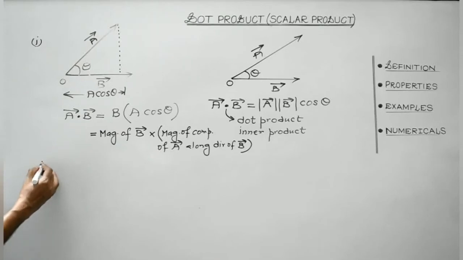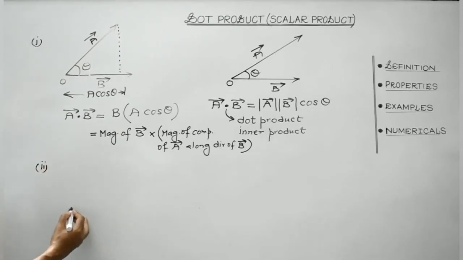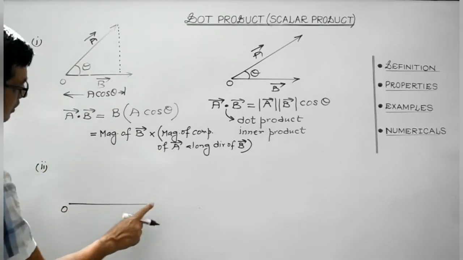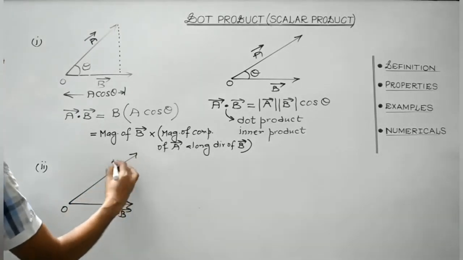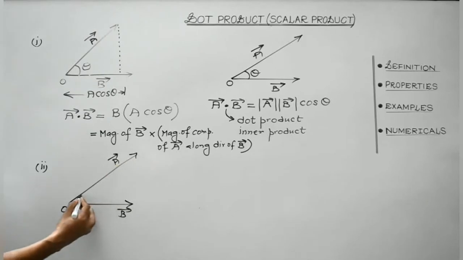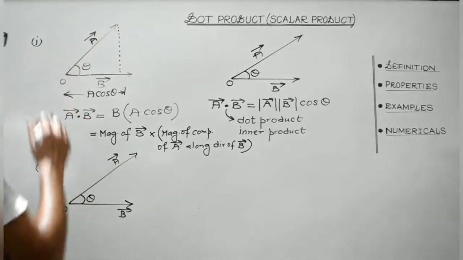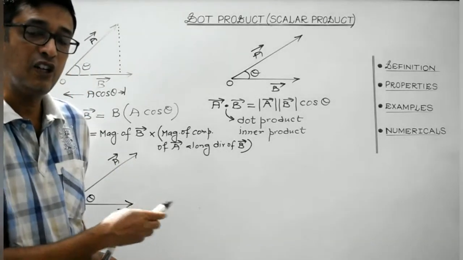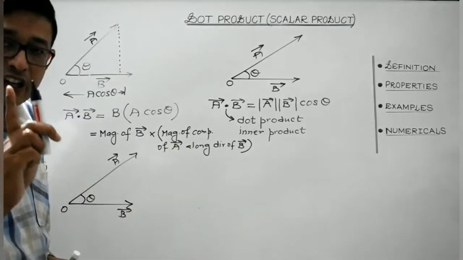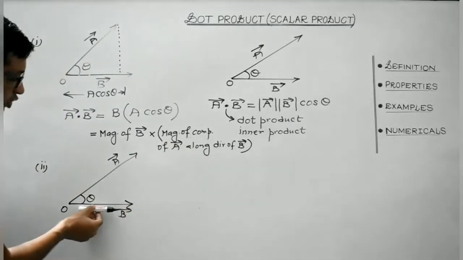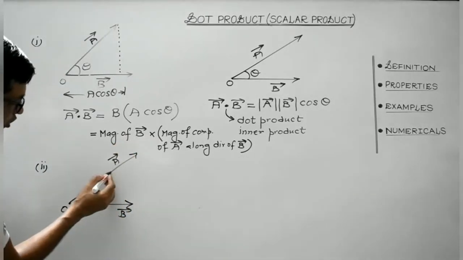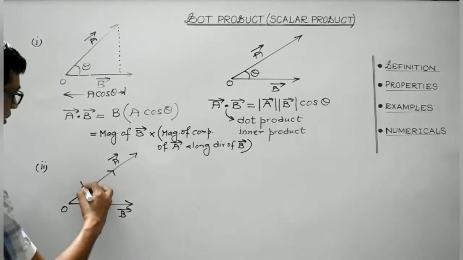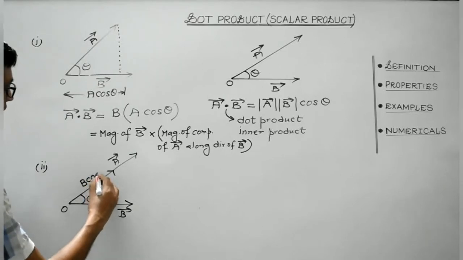So let's try case 2 as well. Again, let's draw the same diagram. This is B vector and this is A vector, right? The angle between them is considered to be theta. In the first case, we have resolved A along the direction of B, right? Now what we do, students, let's resolve B along the direction of A. So the component of B along the direction of A would be B cos theta.